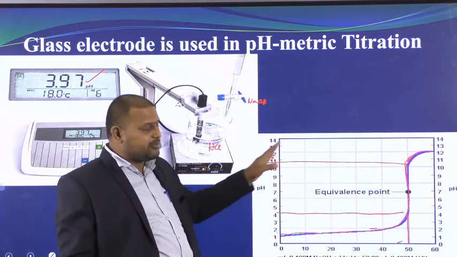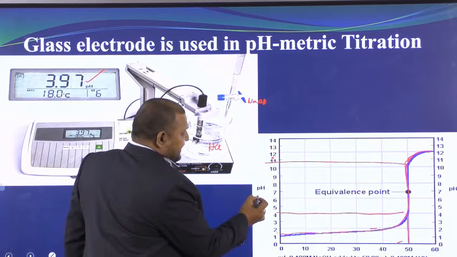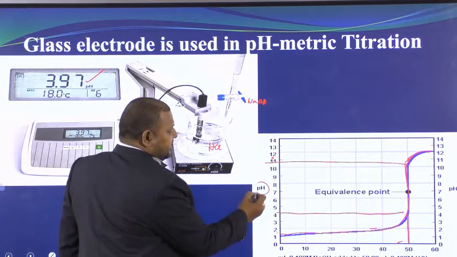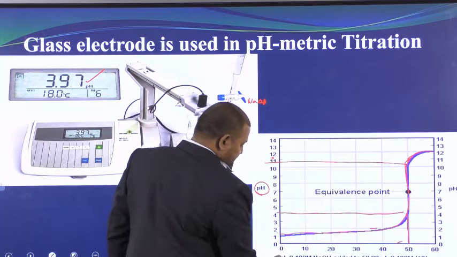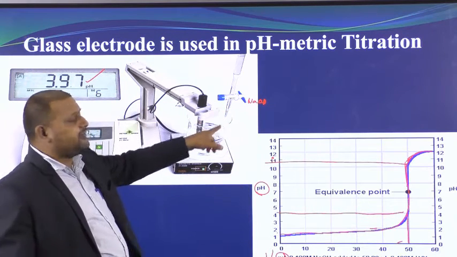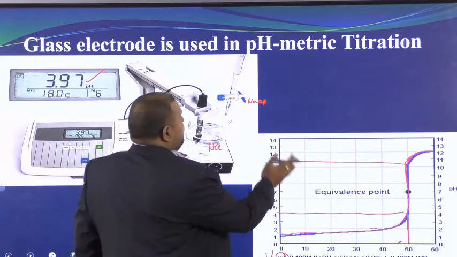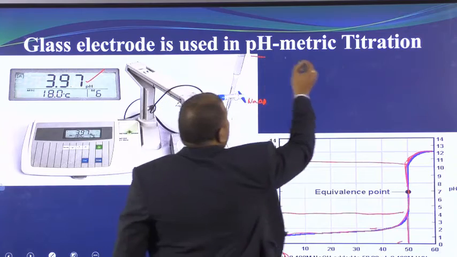This is called pH metric titration. What are the x-axis and y-axis? On the y-axis we take the pH, and on the x-axis we take the volume in ml, the volume of NaOH, how much NaOH we are adding into this HCl. So this is about pH metric titration.